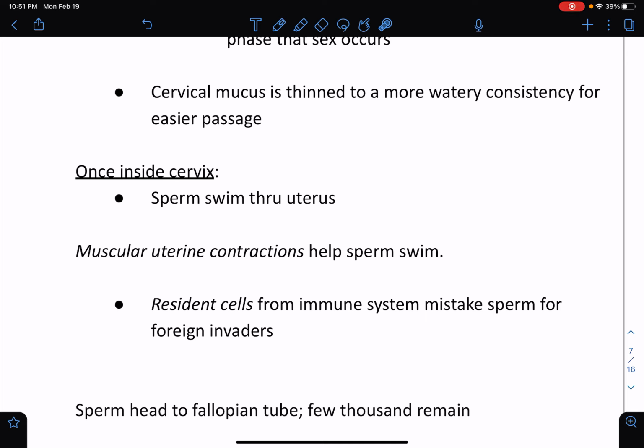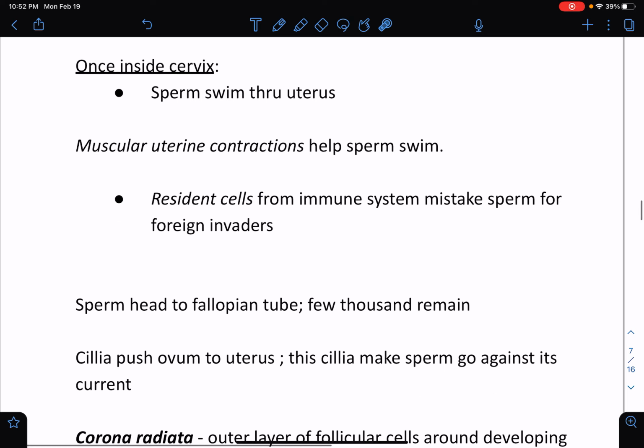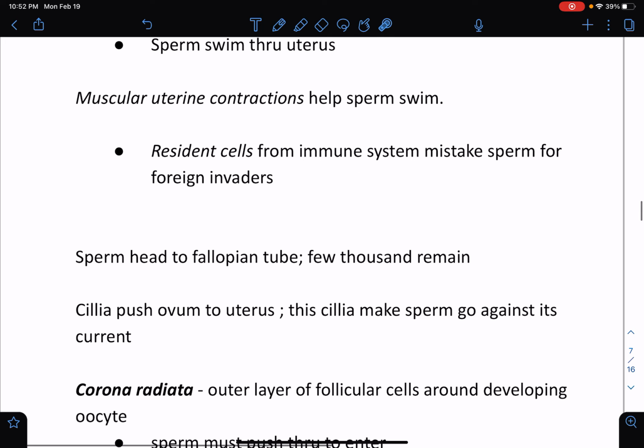Resident cells coming from the immune system mistake sperm for foreign invaders. So this is another way that reduces the amount of sperm able to reach the fallopian tubes. I believe one of them is a white blood cell. I don't know, maybe I'm wrong, so please don't take my word for it. Anyways, the sperm heads to the fallopian tubes, and a few thousand remain. Cilia pushes the ovum to the uterus, and this cilia makes the sperm go against its current.